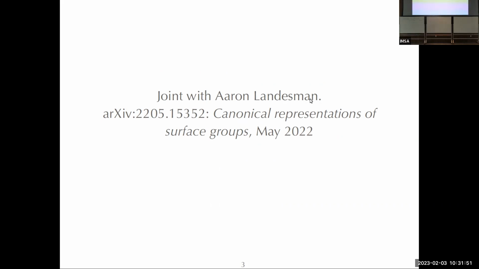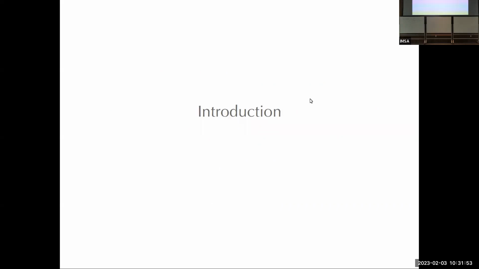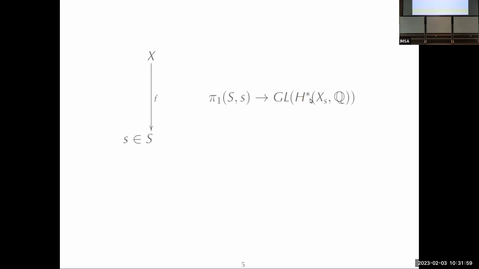All right, so let me start with some motivation. Suppose you have a family of varieties over some base. Maybe I'll assume it's smooth and proper. In this case, there's a kind of linearization of the geometry of this map. Namely, there's a representation of the fundamental group of the base on the cohomology of the fiber. That's the monodromy representation.